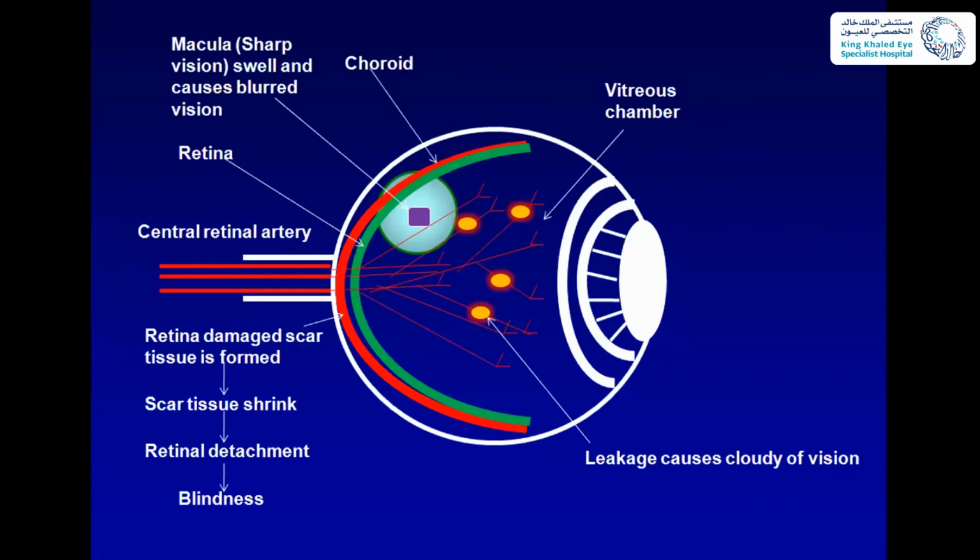That's why there is retina damage, and when a portion of the retina is pulled out, it leaves its original place. Because wound healing starts, scar tissue formation takes place. As we know, when there is wound healing, a lot of collagen is released and it becomes fibrotic tissue. When it shrinks during wound healing, there is a retinal detachment, and eventually that leads to blindness. So this is the pathophysiology of proliferative diabetic retinopathy.